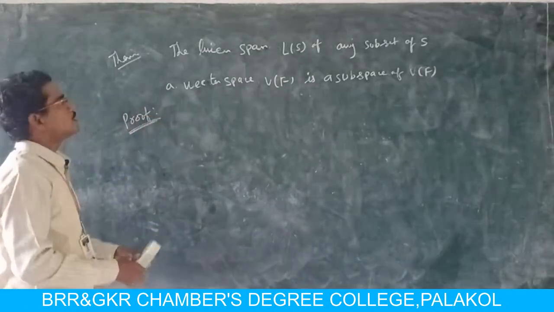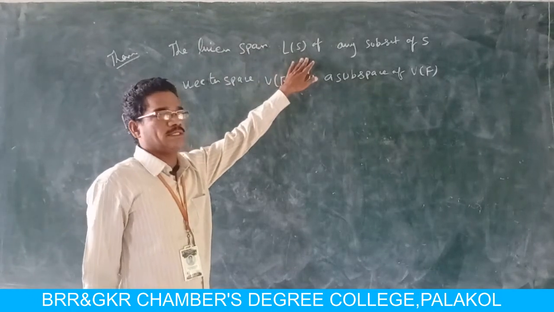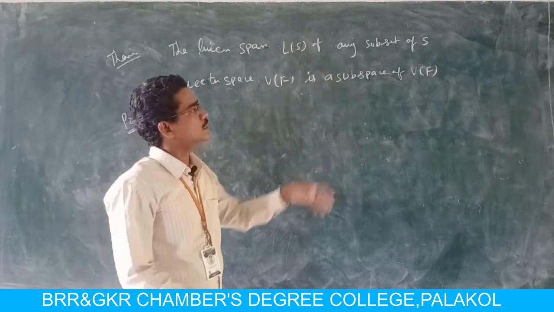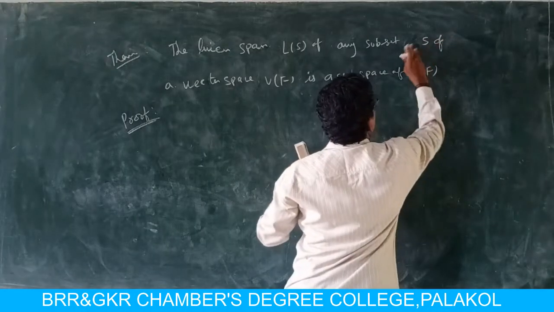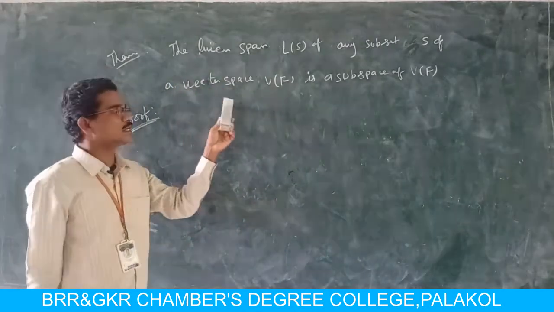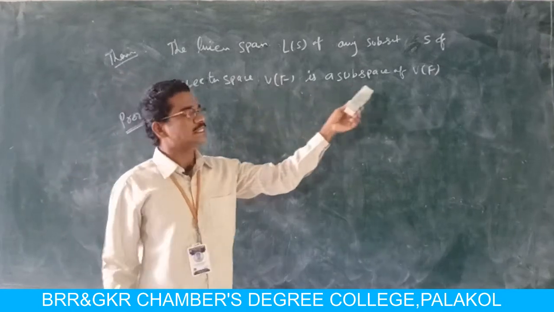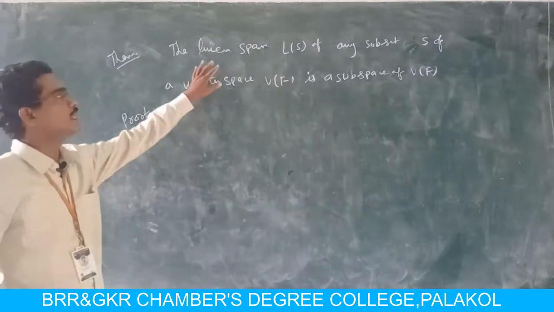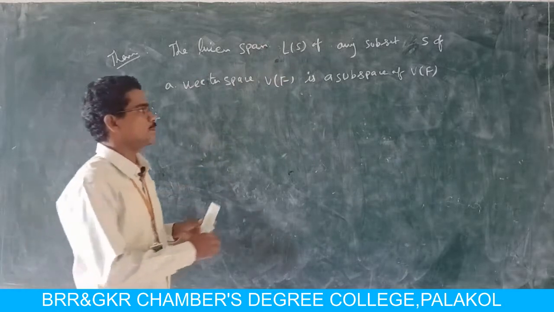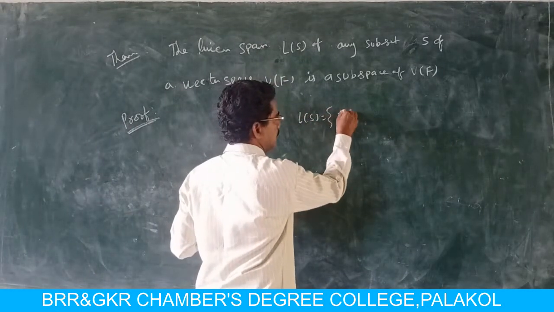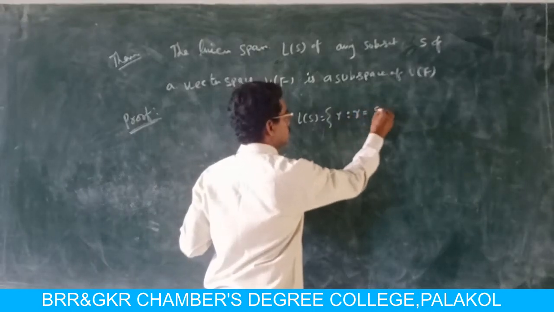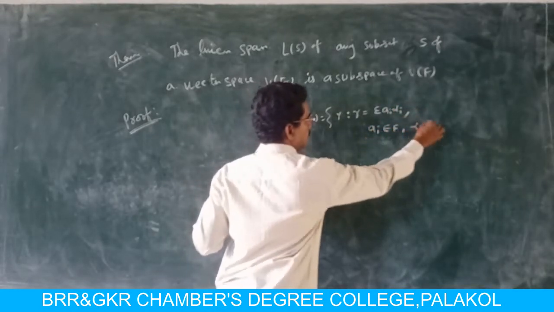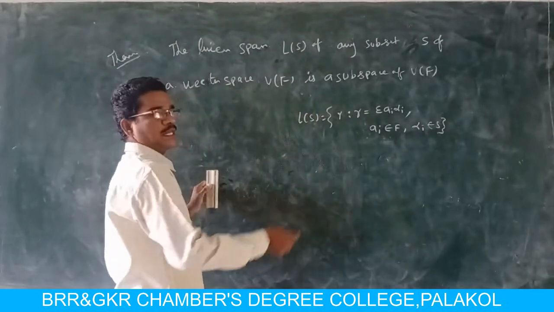Proof. The linear span L of S of any subset S of a vector space V of F is a subspace of V of F. Here we already know the definition of a linear span, that means L of S is equal to the set of gamma such that gamma equals sigma a i alpha i, where a i belongs to F and alpha i belongs to S. This is the definition of the linear span.